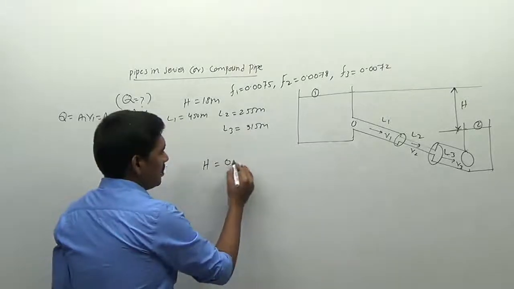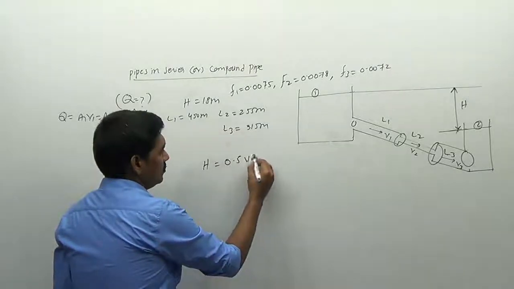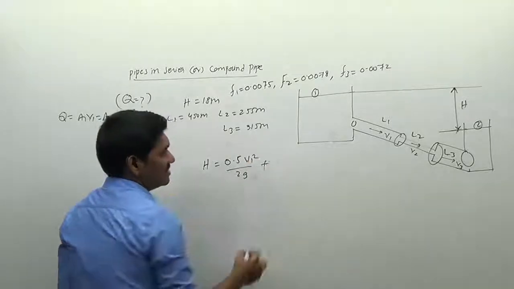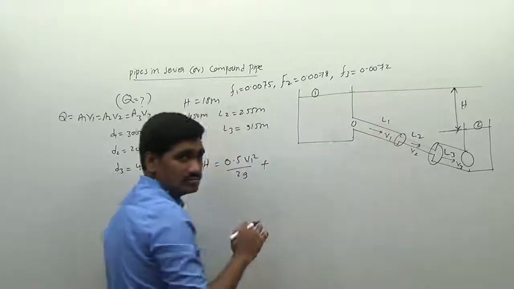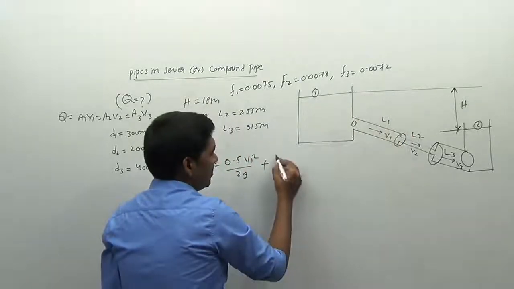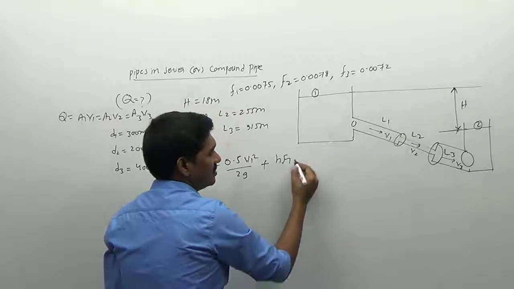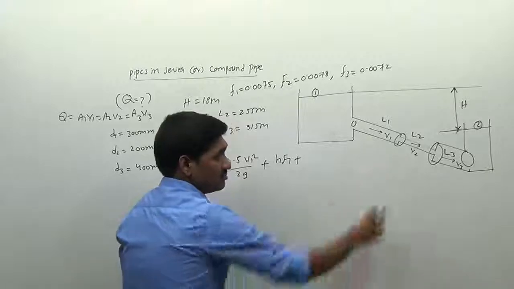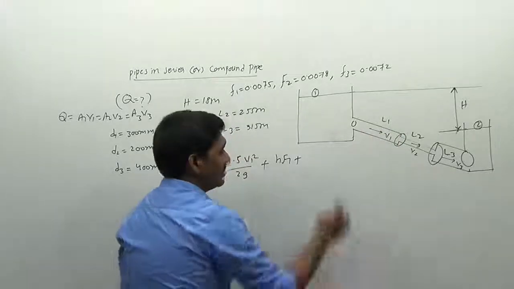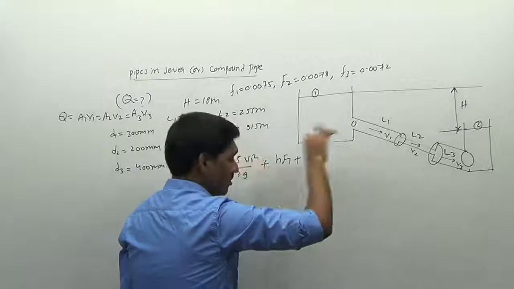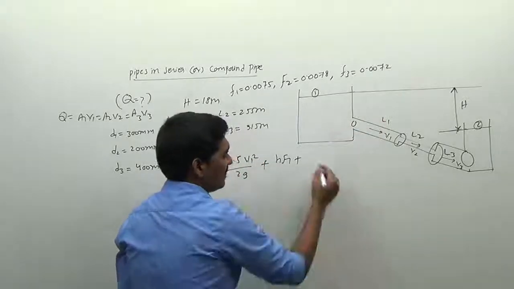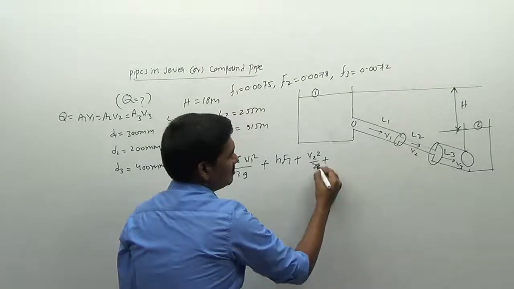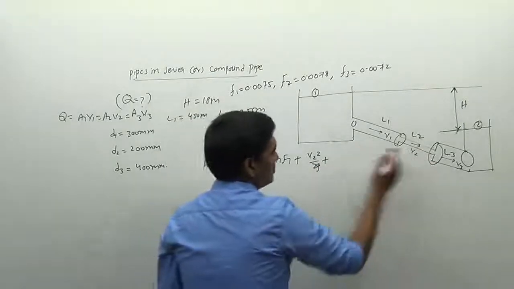Okay. So 0.5 V1 square divided by 2G, plus, what about this value? I can write this one as HF1 plus, what about this contraction? How can we reduce the contraction here? By not reducing, just writing the value for contraction, which is simply equal to V2 square by 2G. Okay, so next, what about this one?